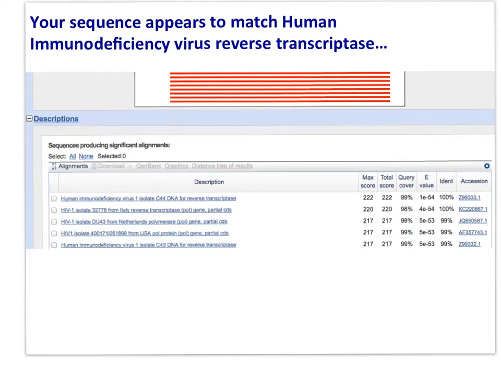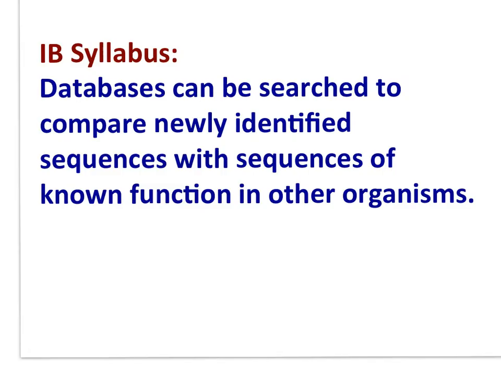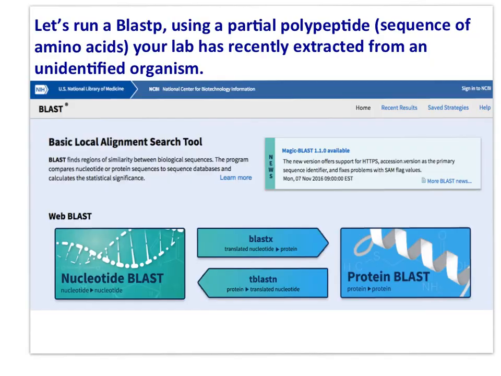Let's modify our search to conduct a protein BLAST, a BLASTp, with the next syllabus statement extending our progress. Databases can be searched to compare newly identified sequences with sequences of known function in other organisms. Let's run a BLASTp using a partial polypeptide sequence of amino acids that your lab has recently extracted from an unidentified organism. This is the start page.